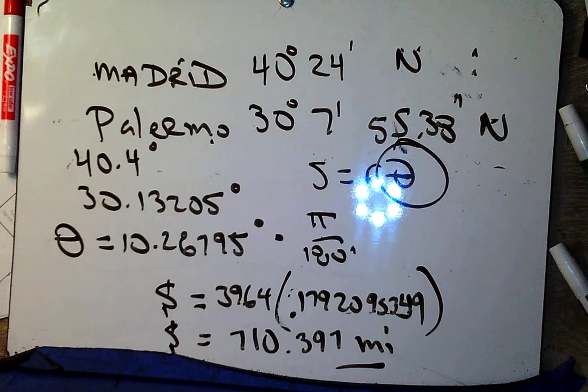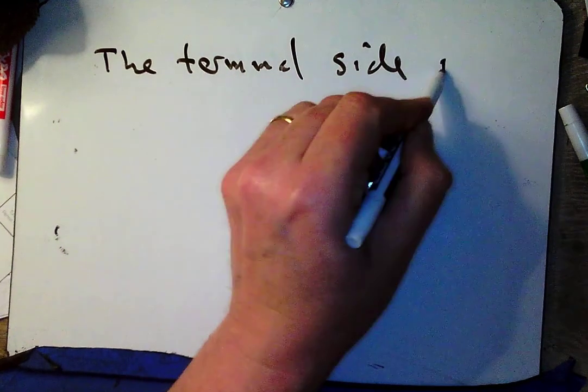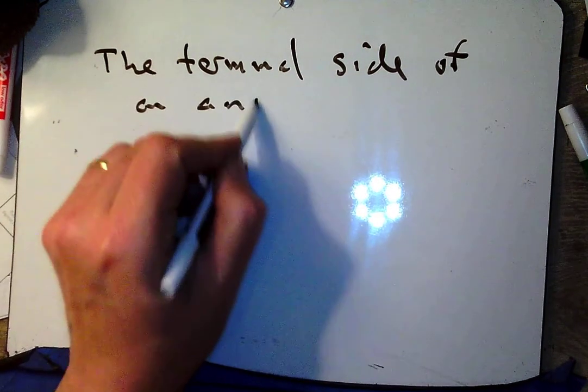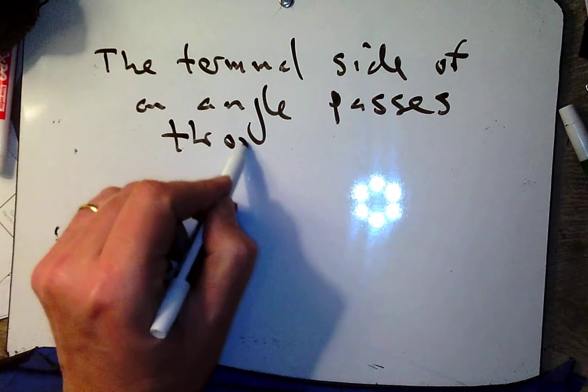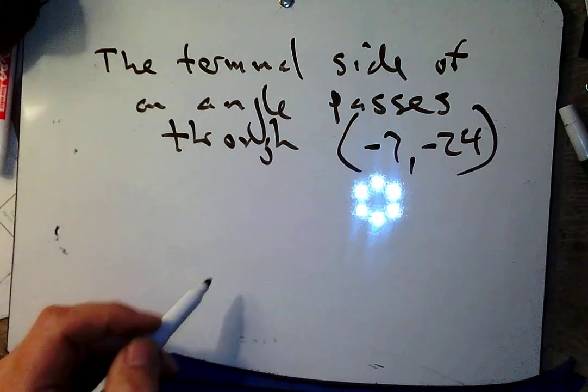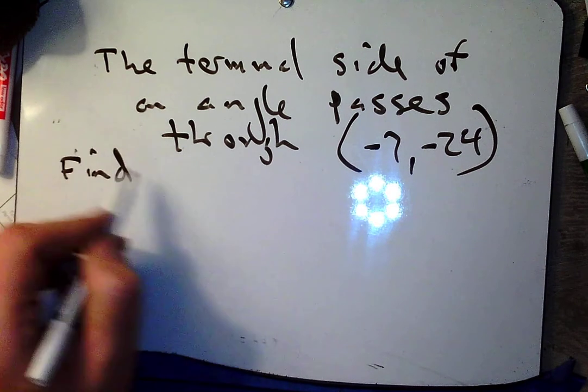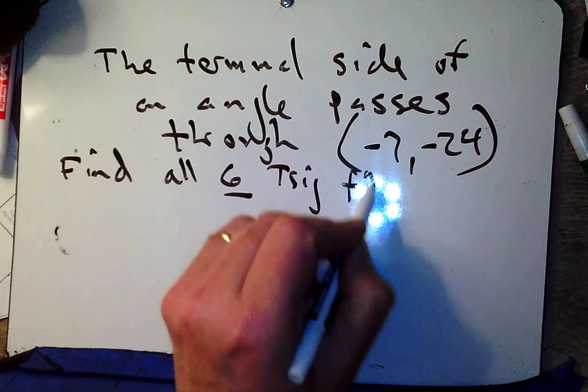Well, we reviewed a bunch of things. How about one last one? I just can't help myself. One last one. The terminal side of an angle passes through the point -7, -24. Find all 6 trig function values.